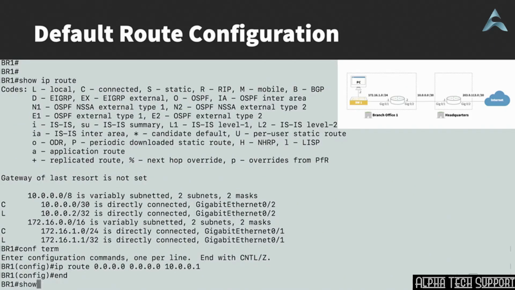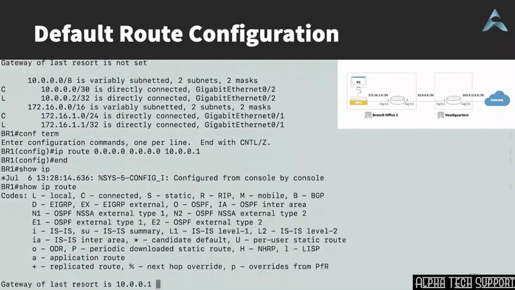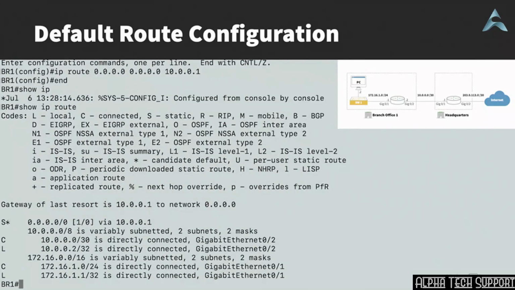Let's take a look at what that route looks like. Let's do another show IP route. And as we saw earlier, a static route is indicated with an S, but we also have an asterisk. What that means is this is our candidate default route. If I'm trying to reach a network and I don't have a more specific entry in my routing table to get to that network, then I'm going to go to what is called my gateway of last resort, my default gateway, which in this case is 10.0.0.1.